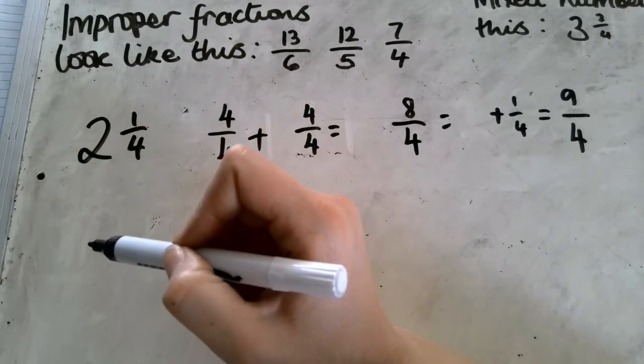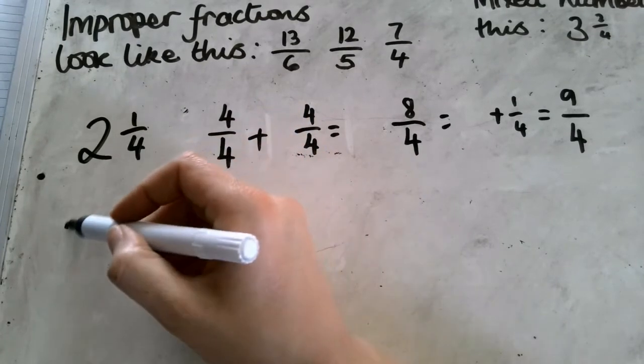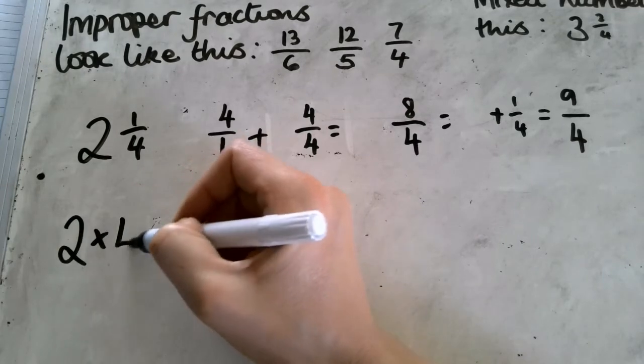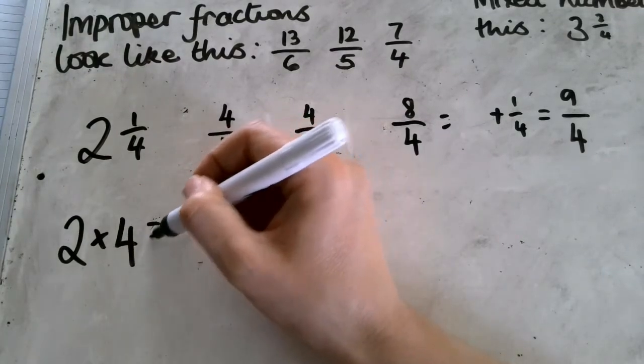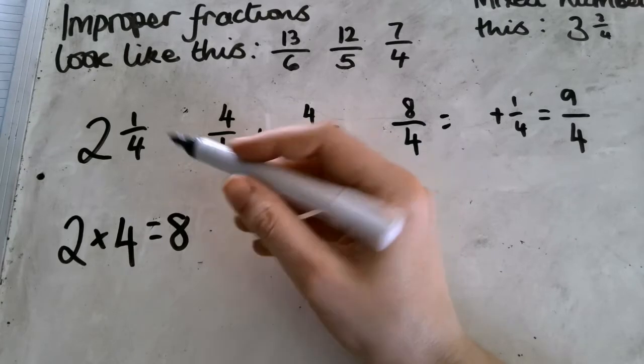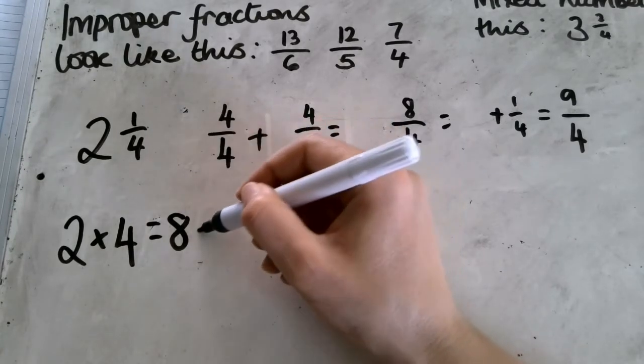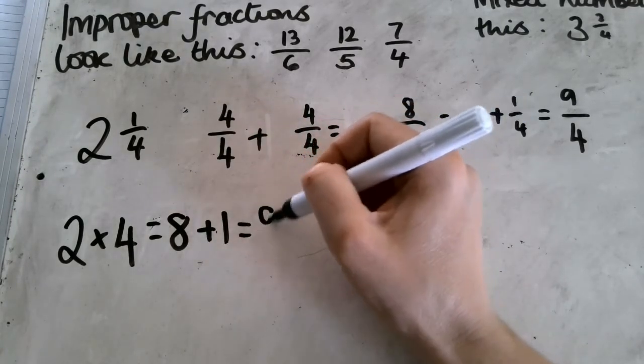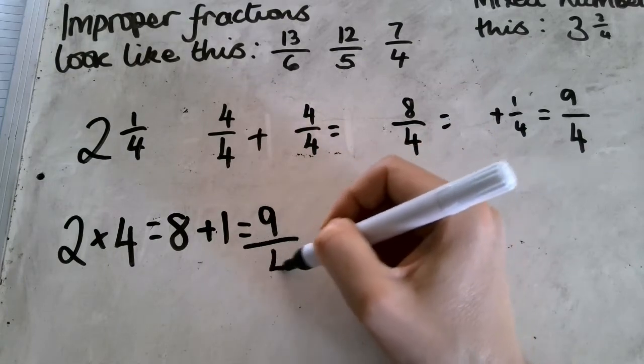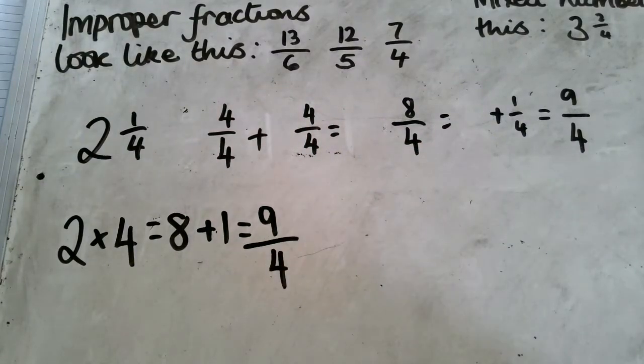Another way of solving that is we multiply our integer by our denominator and then add our numerator, our remaining fraction. So in this case we would say 2 times 4 equals 8 plus our numerator, which is 1, and our denominator stays the same.